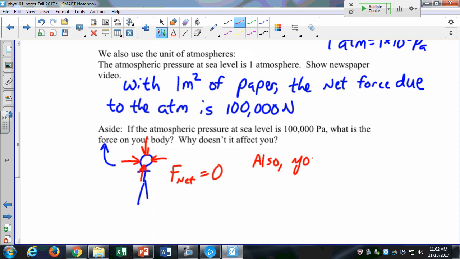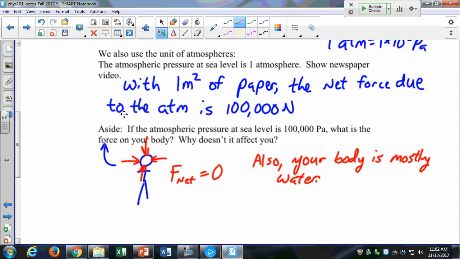And also, your body is mostly fluid, or mostly liquid. I don't know, what's the percentage of water in your body? 90%? Is that true? I don't know. You're a biologist. So your body is mostly water, and it doesn't bend to that. It's incompressible. Water is incompressible. We'll talk about that in a bit.